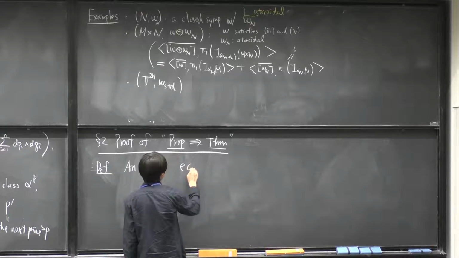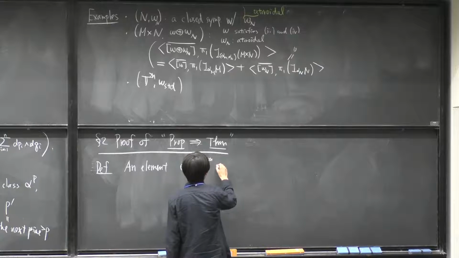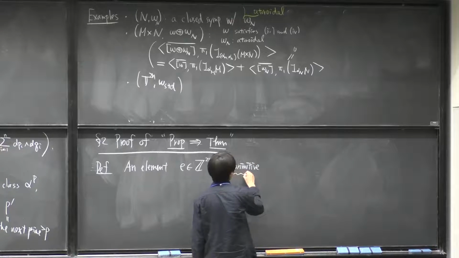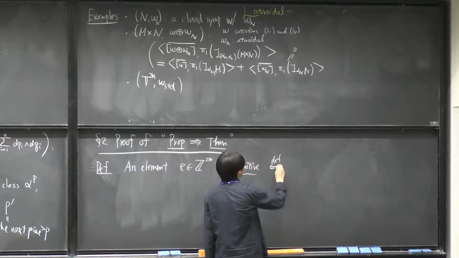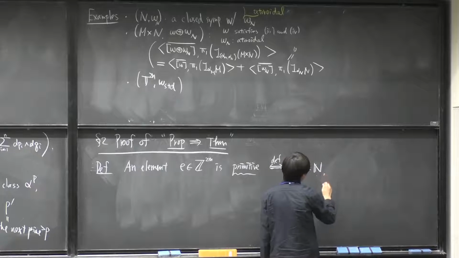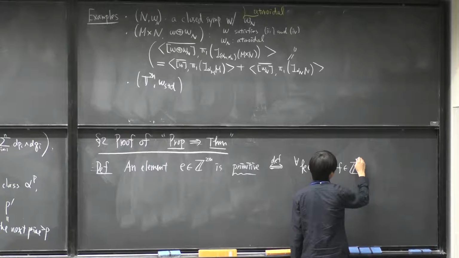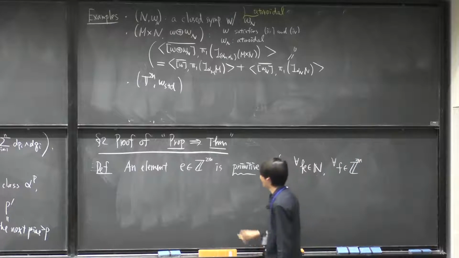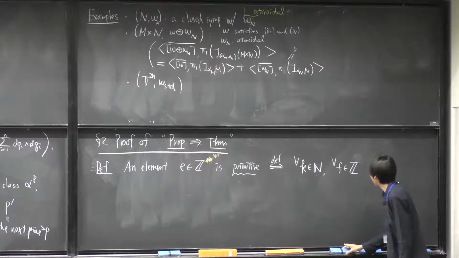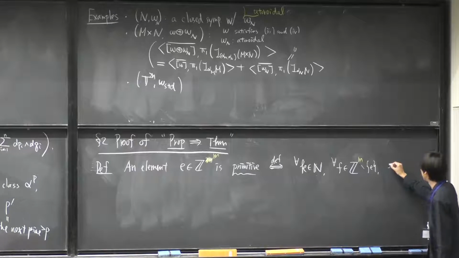An element E in Z to 2M is said to be primitive if for all positive integers k and for all elements, except, sorry, I write here M, except E, E is not equal to kF.